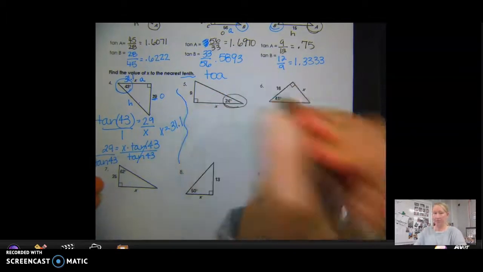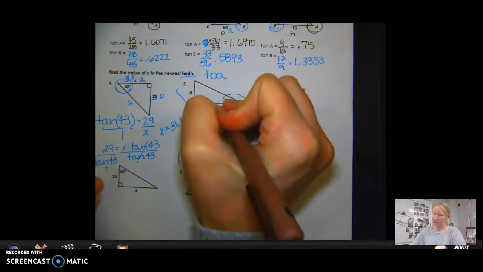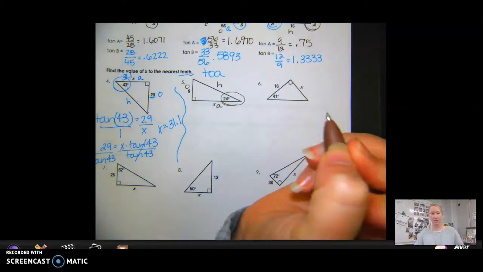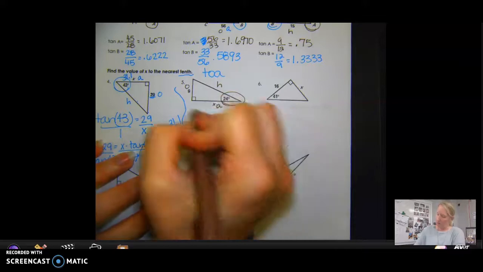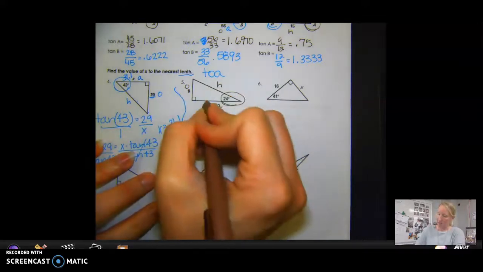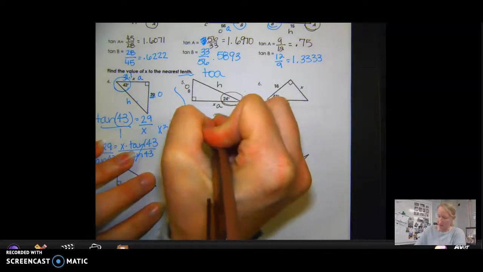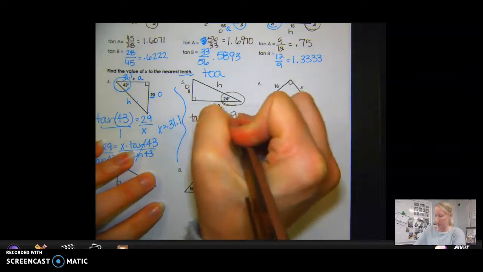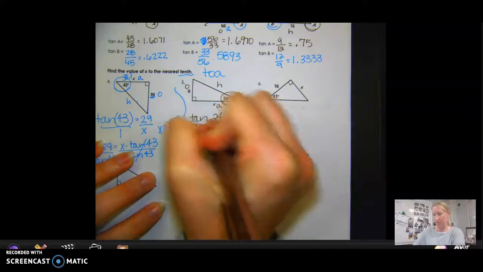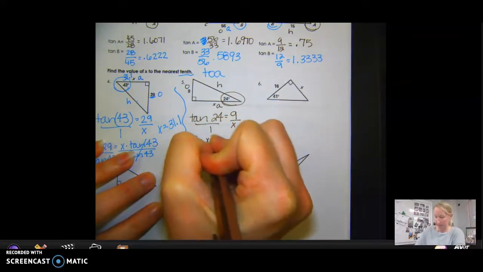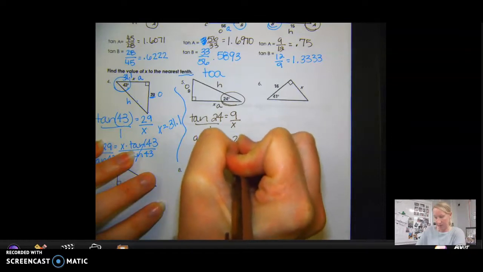Circle the angle that they gave you, label all your sides. So x is adjacent, 9 is opposite, and this is my hypotenuse. So we are using the O and the A, so that must be TOA. So we do tangent of 24 equals O, which is 9, over x, which is A. Put this over 1, and we're going to cross multiply. So we get 9 equals x times the tangent of 24.